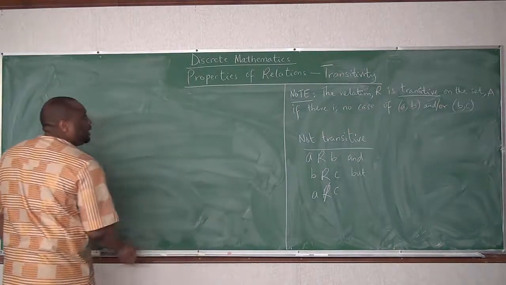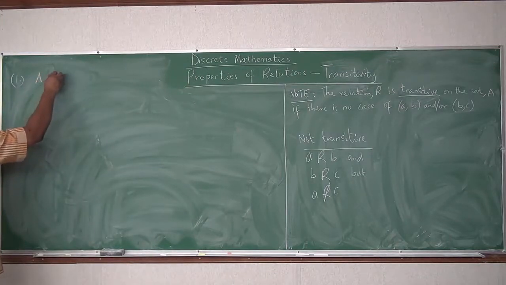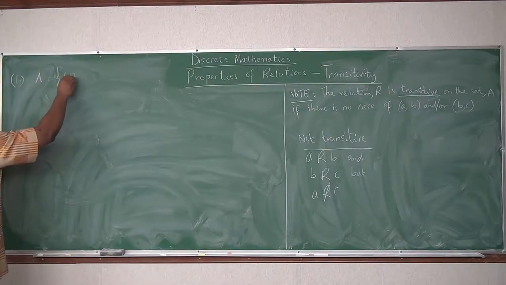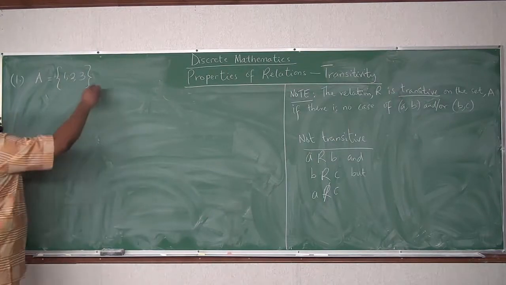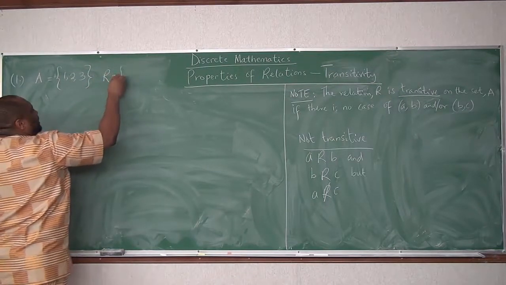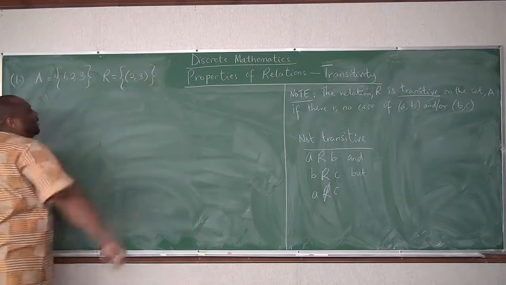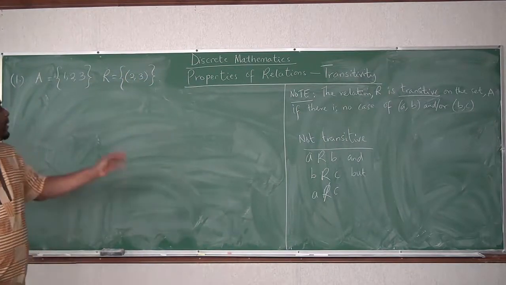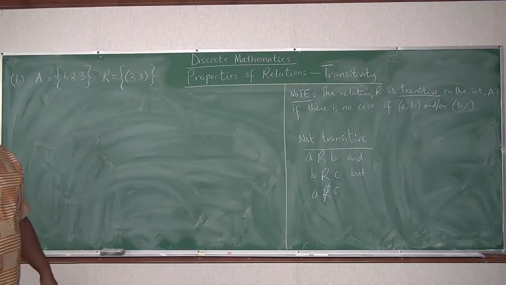So, example, question 1. Let's say we have A to be the set {1, 2, 3}. And let's say we have the relation to be the set containing the ordered pair (2, 3). Okay, let's look at examples. So let's say we have that set, and the relation is (2, 3) only.